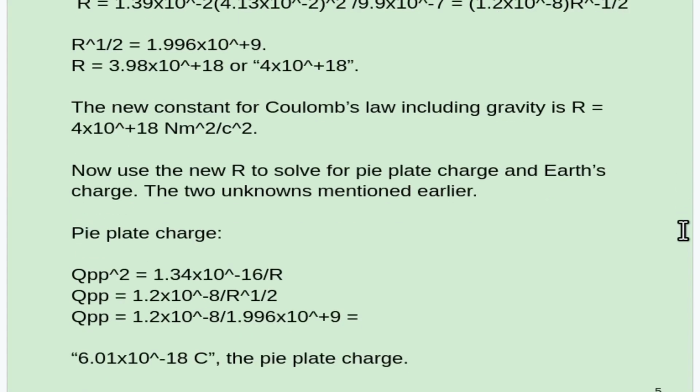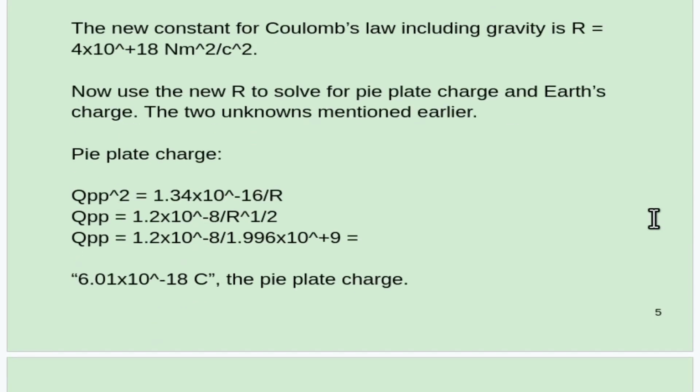Now using the new r to solve for pi plate charge and Earth's charge, the two unknowns mentioned earlier. The pi plate charge needs to be, here's the formula, all you need to do is substitute in the value of r to the 1/2, and then you take the square root and you end up with 6.01 times 10 to the minus 18 coulombs, the pi plate charge.